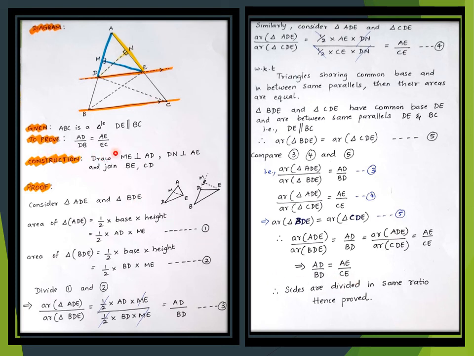Observe, what are they asking you to prove? AD by DB is equal to AE by EC. That is what is proved here. Hence proved. So this is your proof of the theorem, basic proportionality theorem, which is also called as Thales theorem.